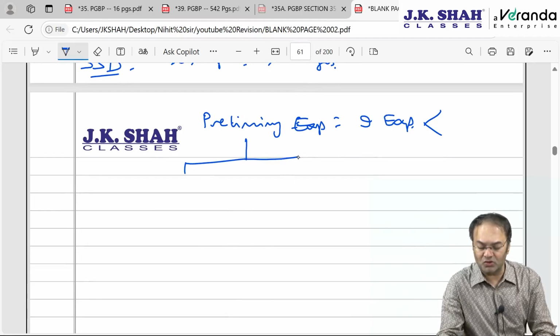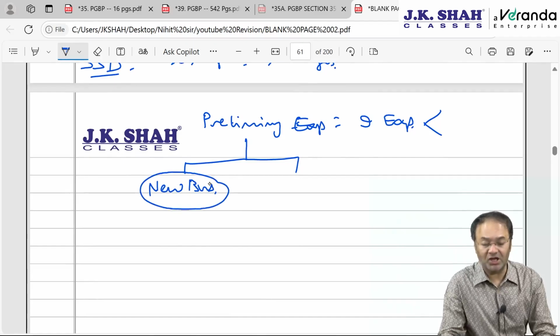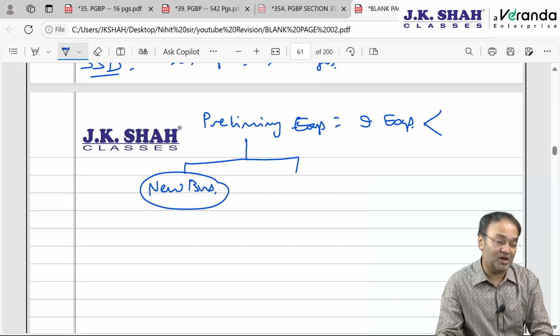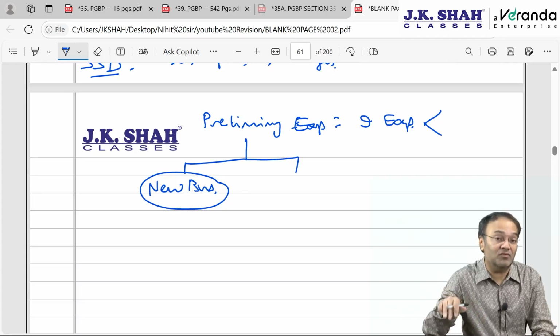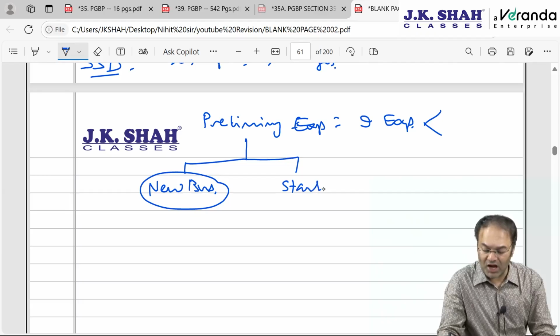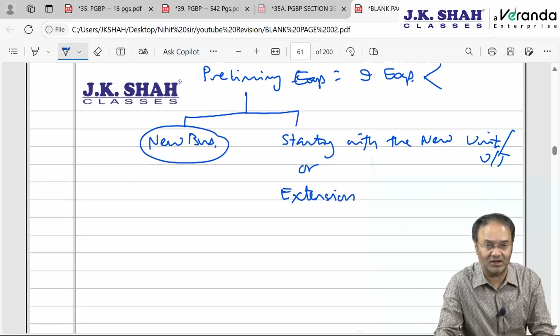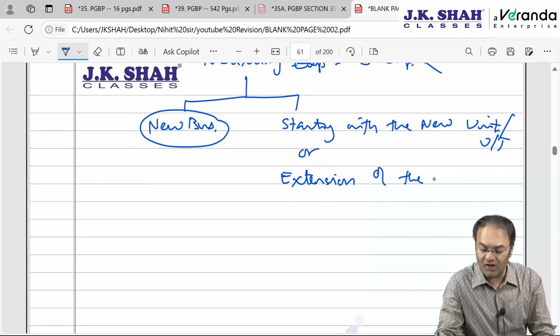Deduction could be with regards to starting with a new business, commencement of new business, then it is pre-commencement expenditure, or it could be expenditure that will be called as preliminary even if it is incurred after the commencement of business, but before starting with or for starting with the new branch, or new unit, they call it as unit, new unit or new undertaking, or for extension of existing undertaking. Extension means expansion. Instead of expansion, here in the act they call it as extension of the existing undertaking.